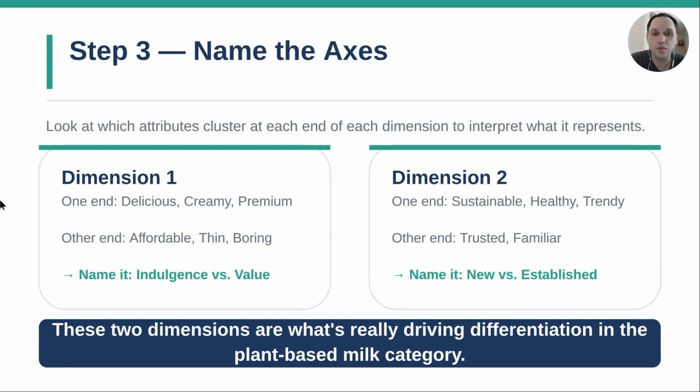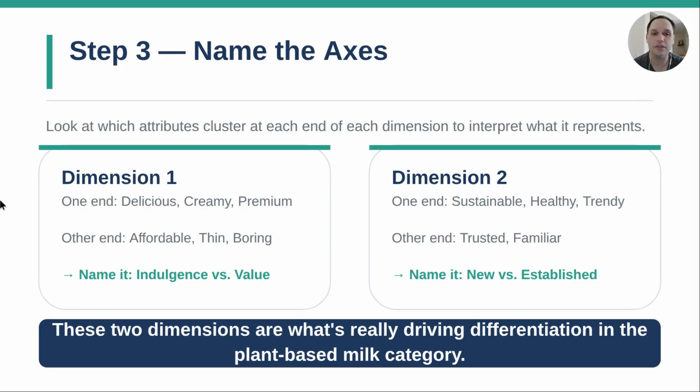For dimension 2, one end pulls together sustainable, healthy, and trendy. The other end groups trusted and familiar. That's a contrast between what's new and exciting versus what's established and safe. Call it new versus established.